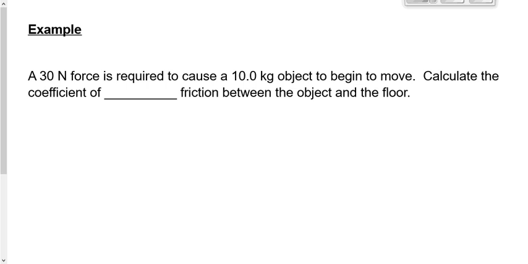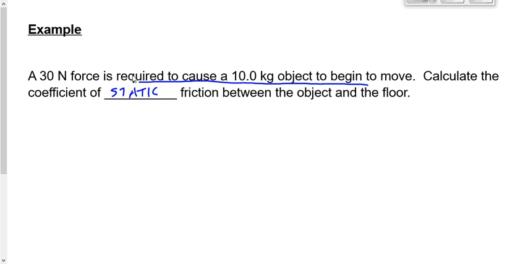It's not kinetic. No, it's going to be static friction. The reason it's going to be static friction is because we're trying to get it moving, right? 30 Newton force is required to cause it to begin to move. We can't find any kind of coefficient of kinetic friction with a force that's required to get it moving. If we want a force here, it would be the force required to keep it moving, not to get it moving. Does that make sense?